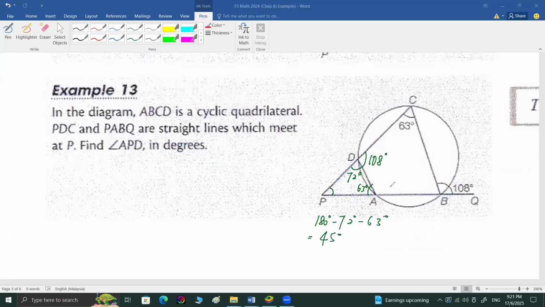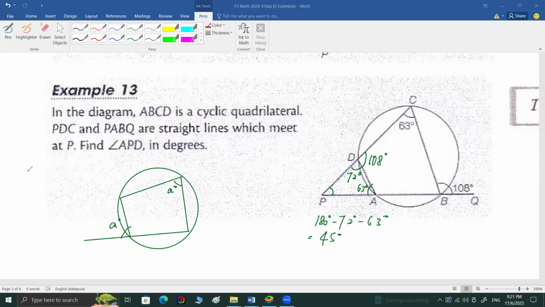This is how I make use of the formula: the exterior means the opposite exterior. I make use of this formula, but it's not compulsory that you have to follow this formula. Sometimes we can have other cases also. Can you see 45, right? So now I show you another method.